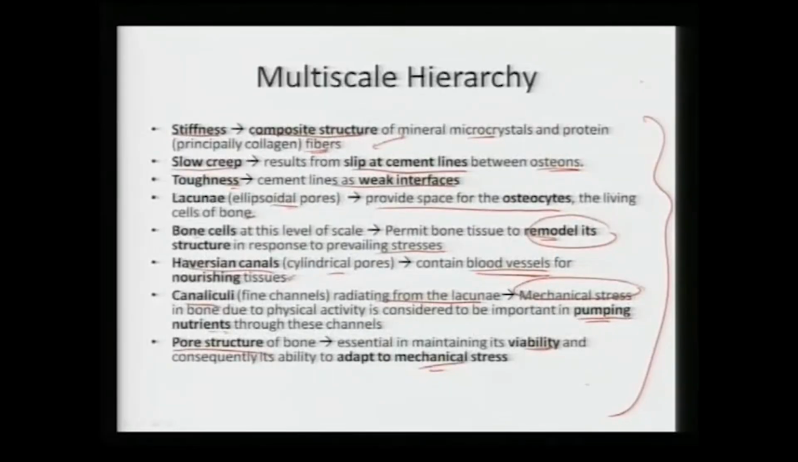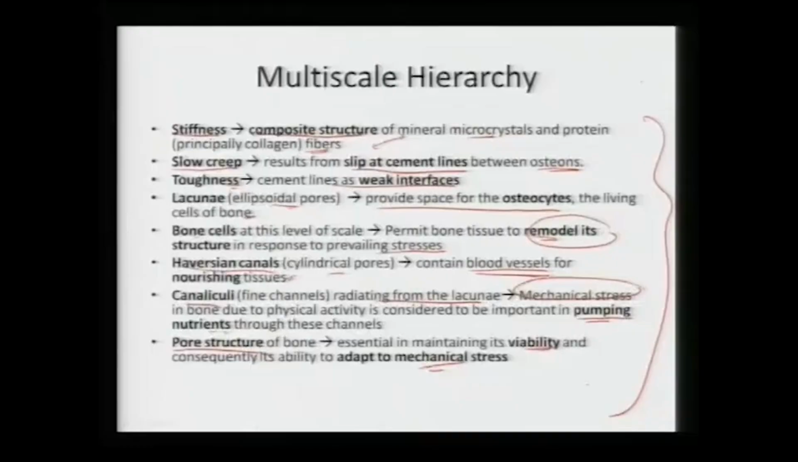So we can see the multi-scale hierarchies arising from the basic construct of collagen and the apatite, and how they go on to construct various complex systems, whether it be lacunae, bone cells, Haversian canals or canaliculi. So basically the arrangement of all this is very essential in terms of dictating the overall multifunctionality of the bone.